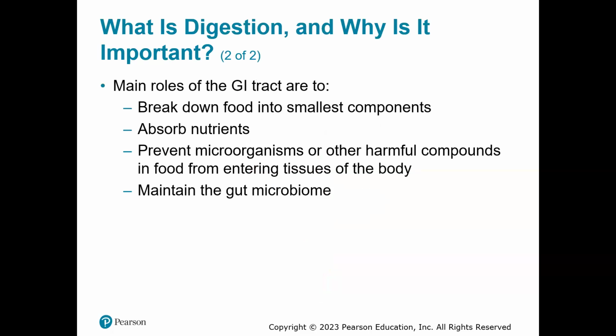All right, so the main roles, what does the GI tract do? It breaks down our food into small components. It absorbs nutrients, and we have nice cells that line the inside of our digestive tract that prevent microorganisms and other harmful substances from our food from getting into our bodies. So we don't absorb everything that's in that food. We have protections against certain things like bacteria and stuff. The cells that line our digestive tract tend not to absorb those things.